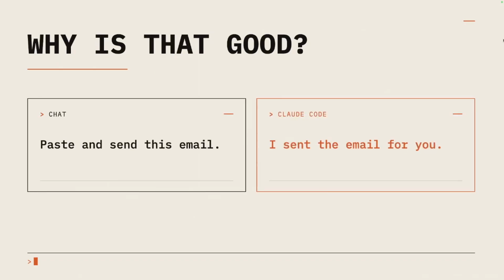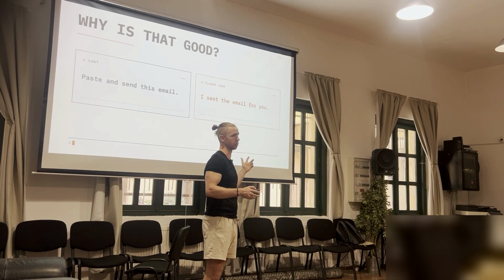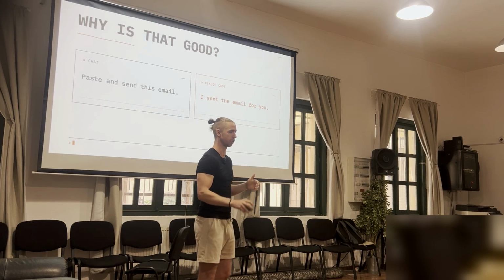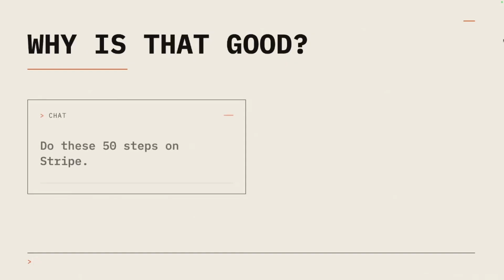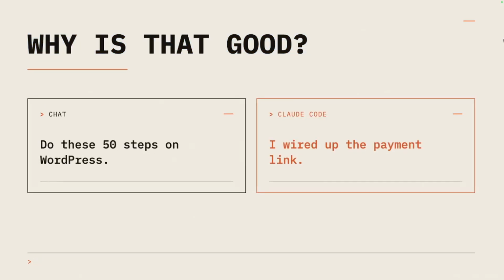So basically you're talking to ChatGPT and you're working on an email, and it tells you to paste and send this email. Now you can be like, I sent the email for you, or I put the draft in your email, and it already put who to send it to, and like these different things. It depends on the permissions that you give it. Or do these 50 steps on Stripe becomes I created the payment link, or do these 50 steps on WordPress becomes I wired up the payment link.